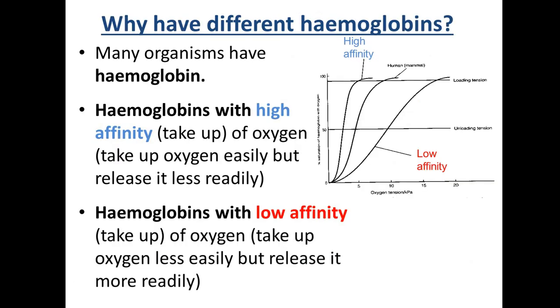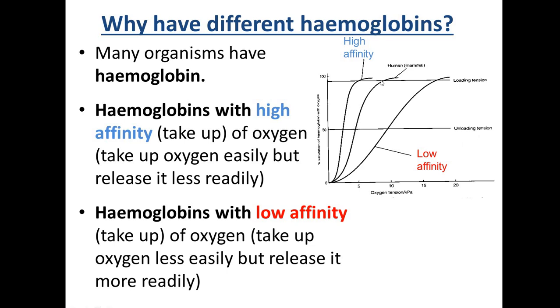And different organisms have different types of haemoglobin depending on A, where they live, B, what their respiratory rate, the metabolic rate is like. So haemoglobins with high affinity or high take-up of oxygen, they take up oxygen easily, but they don't release it as readily. So it tends to be things that don't really move around a lot, but they live in conditions which are low in oxygen. So it's really important to them to take up the oxygen, but probably not as important to give the oxygen off at the tissues.